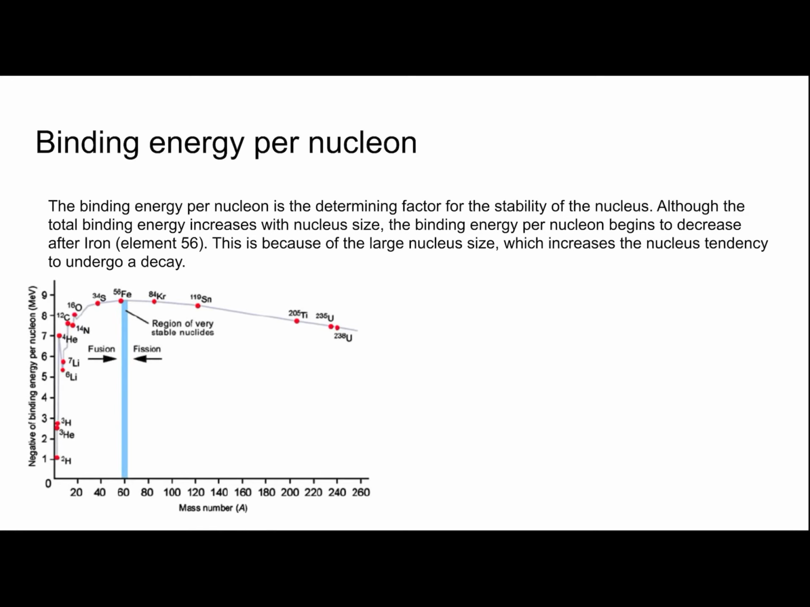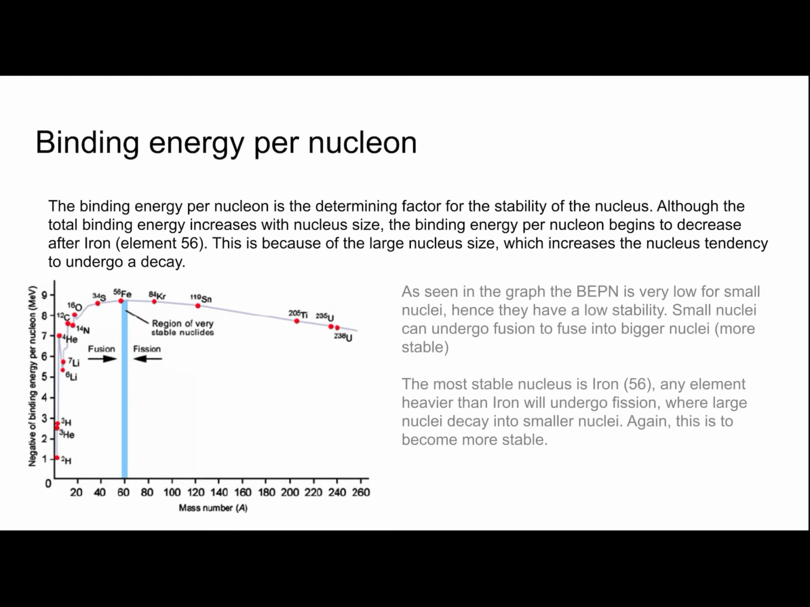So here we have a graph of the binding energy per nucleon. The y-axis is in mega electron volts. 1 mega electron volt is equal to 1.6 times 10 to the power of negative 13 joules. As we can see here, very small nuclei are very unstable, and for the bigger nuclei, the stability begins to decrease. The peak of this graph is at iron. So iron actually has the largest binding energy per nucleon, therefore it is considered the most stable nuclei.